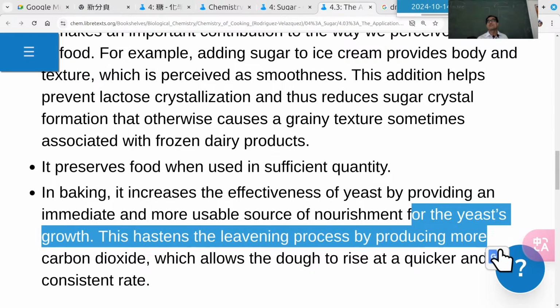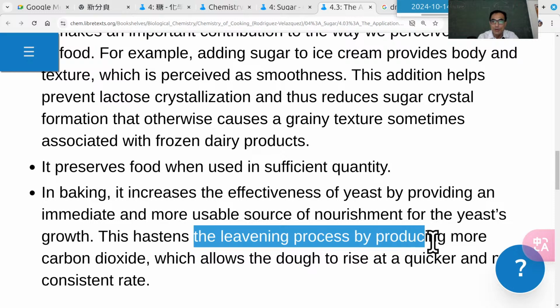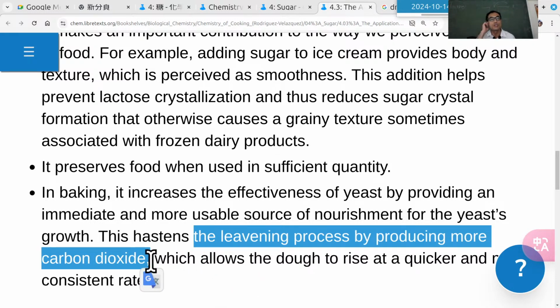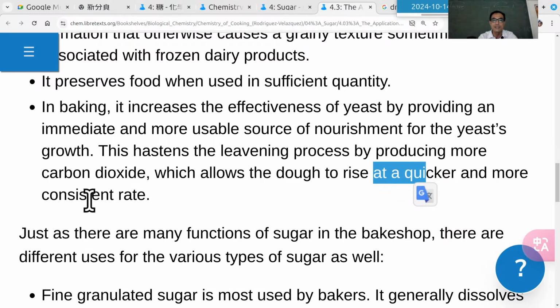especially because it's a common source of yeast, and the essence of the leavening process by producing more carbon dioxide, because during the process, the yeast can digest the sugar, including glucose, fructose, some sugar like this, and generate carbon dioxide. If the carbon dioxide is contained in a bread, the bread will expand. It's called leavening, which allows the dough to rise at a quick and more consistent rate.